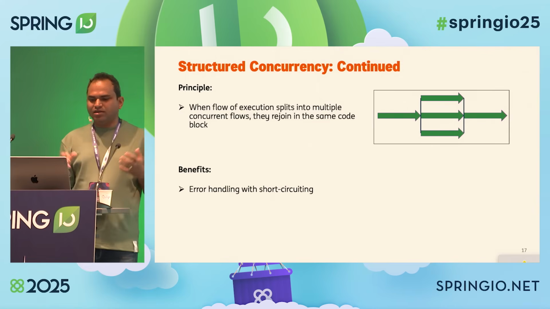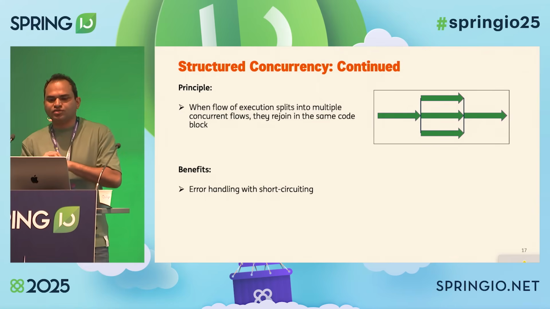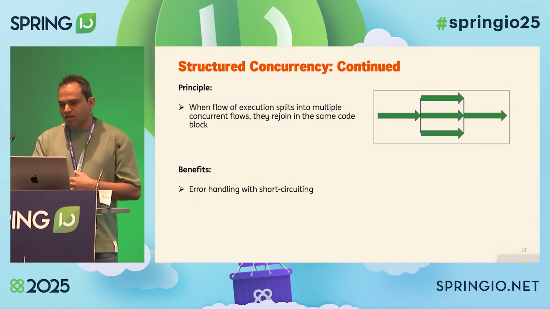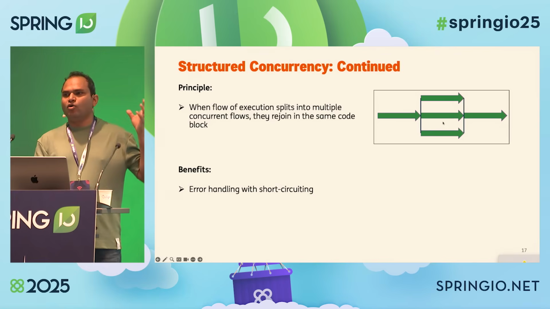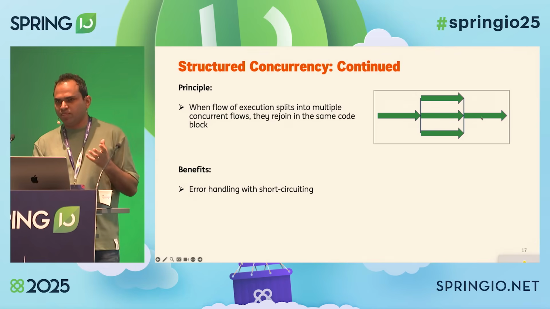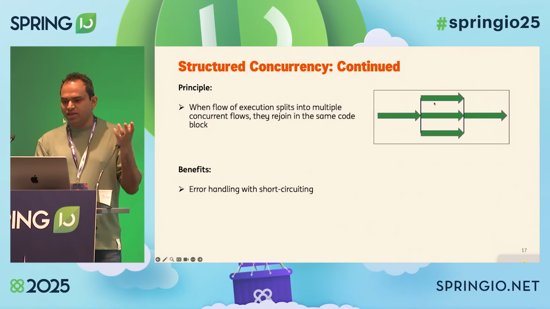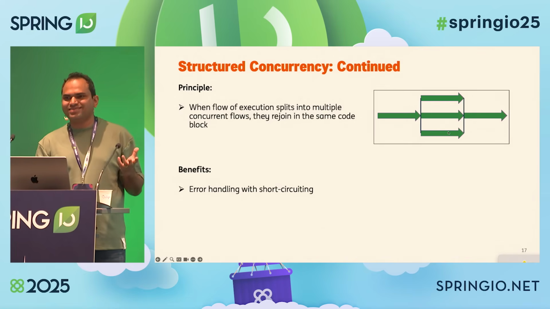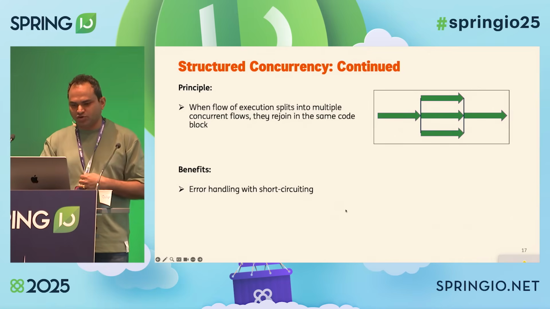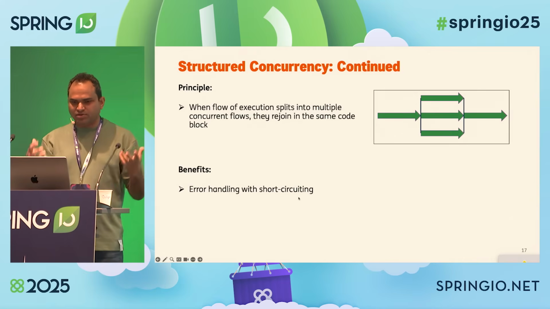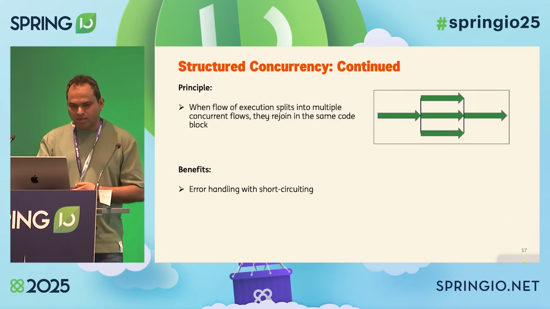Now, the first benefit is that it allows us to do error handling with short circuiting. What does it mean? So here we have 3 subtasks, and we actually want the results of all these subtasks to continue. But what if one of them fails? Right? If one fails, there is no point in continuing the other 2. So when you have a failure in one, the other tasks are immediately cancelled, and that is what short circuiting is, and that is the benefit that we get with structured concurrency.